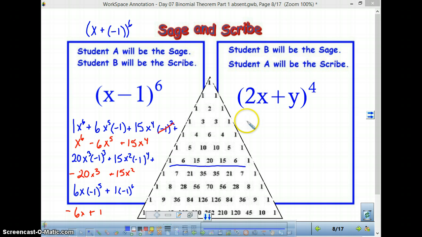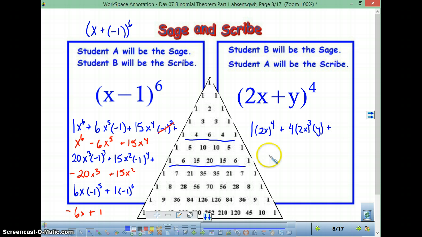So watch the first couple. I'm using this line. I'm going to use 1 times 2x to the 4th. Okay, make sure you put that in parentheses. Plus 4 times 2x cubed times y. You see the pattern now? Let me do one more. 6 times 2x squared, y squared. Now you keep going on by yourself while I pause the video. Okay?